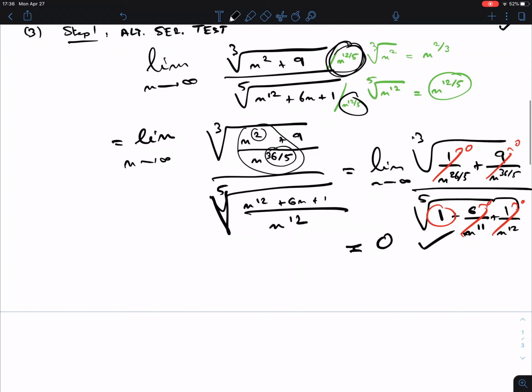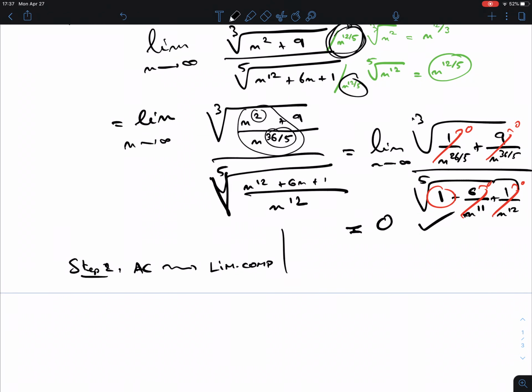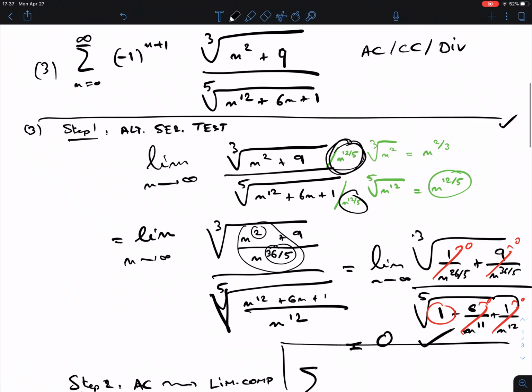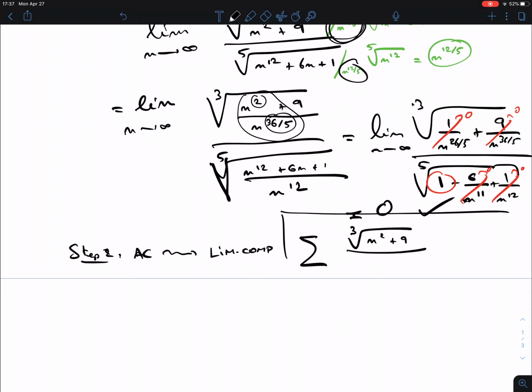What about step 2? Absolute convergence, we said we have to do limit comparison. So let me write again which series we're looking at. For the absolute convergence, we ignore that negative sign here. Okay, we're going to ignore the negative sign, so we are talking about this series: the cube root of n squared plus 9 divided by the fifth root of n to the 12th plus 6n plus 1.